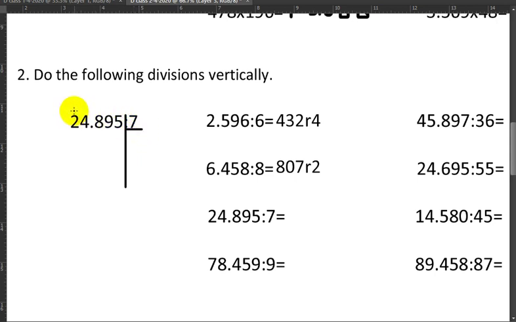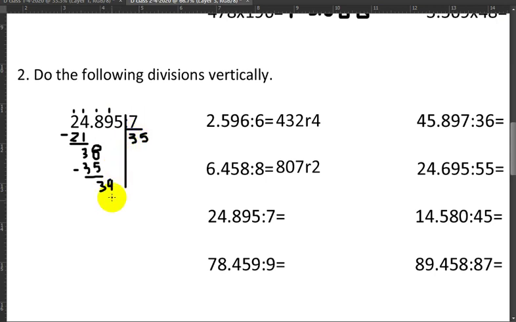So I say 7 into 2? No. 7 into 24? Yes. How many times? 3. 3 times 7 makes 21. I do the subtraction and I get 3. I pull down the 8. I say 7 into 38. 5 times. 5 times 7 makes 35. I do the subtraction here and I get 3. Pull down the 9.